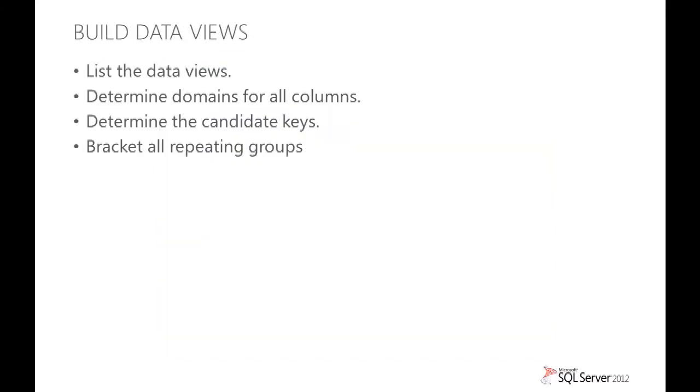So the first thing you do is you start building out your data views, and you list the data views, you make sure you've got all your columns, and for all the columns you go in and determine what the domain should be for that column, what business rules apply to that column, and you then start determining the candidate keys and start understanding which columns have dependencies on other columns, and then you want to bracket or somehow identify any repeating groups that you've got in your data views.